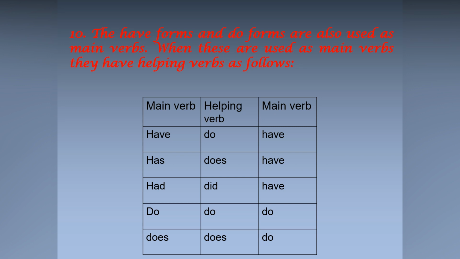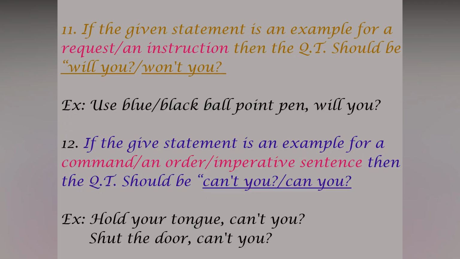Okay, just to have my idea. If the given statement is an example for request or instruction, then the question tag will be will you or won't you? Use blue or black pen. Will you? What do you have to use? For there is no subject. So will you only. Indirectly we say that it's you.